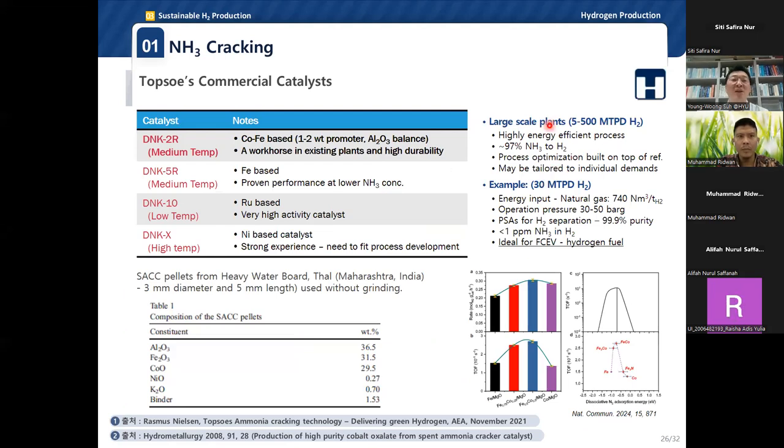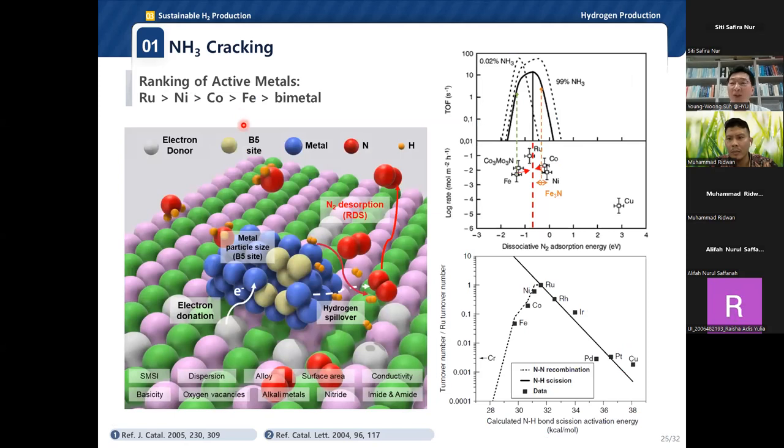And then this is the ammonia cracking, Topsoe's commercial catalytic materials here. I heard probably some weeks ago from industry people that we know ruthenium is the most active, but still expensive. It's too expensive, which means they do not want to use ruthenium for the industrial catalyst for ammonia cracking. So they are pursuing cheap metal elements.